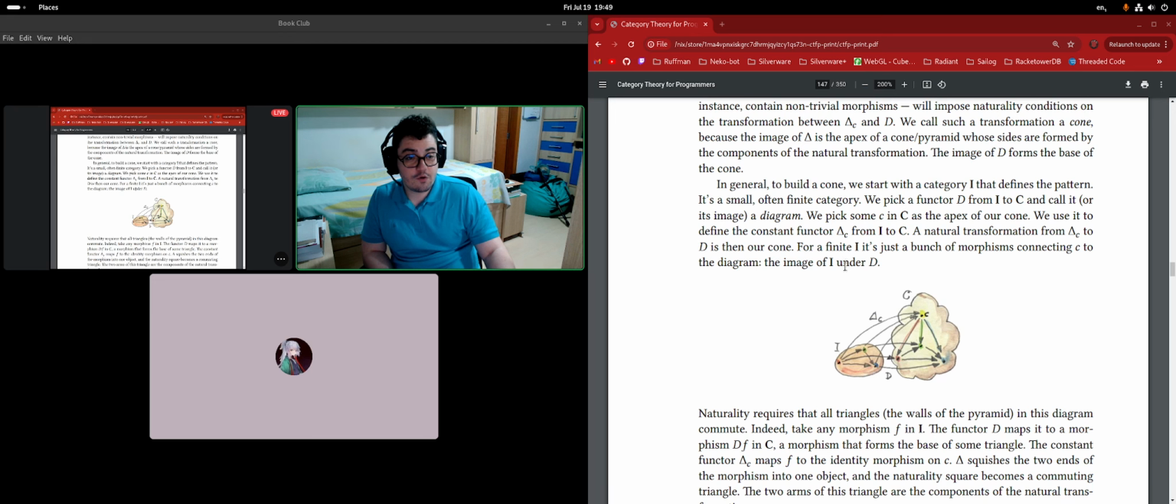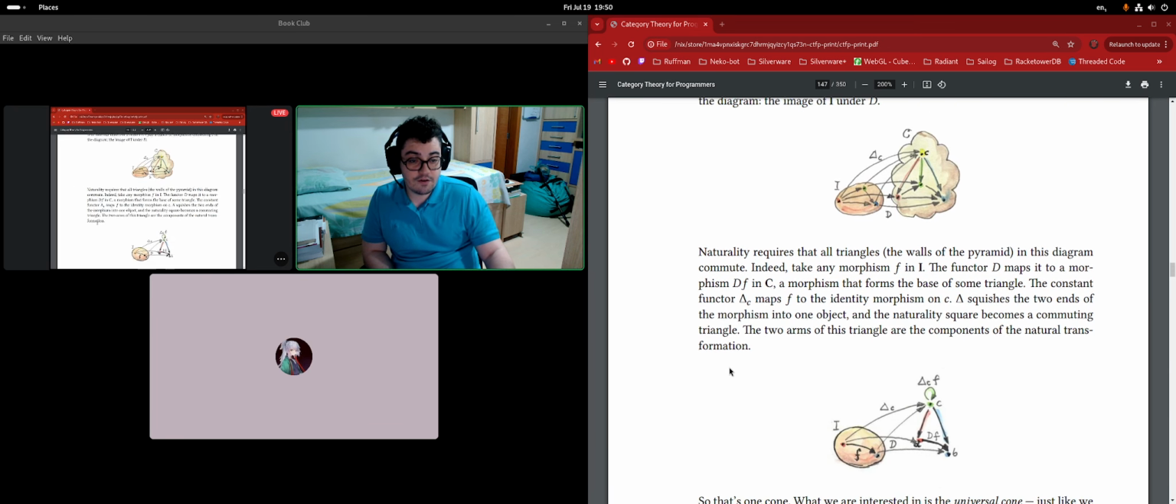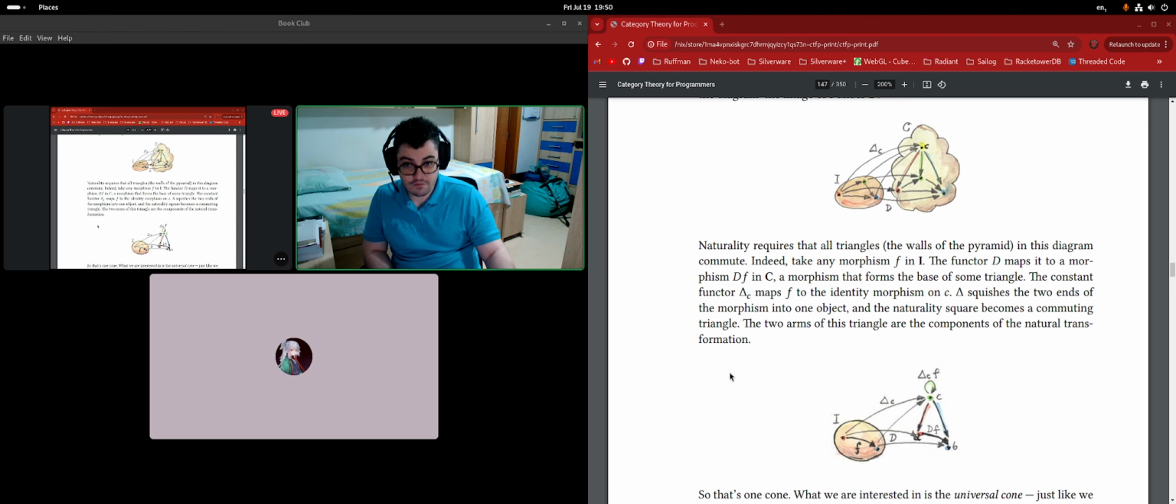So in general, to build a cone, we start with a category. It's going to explain basically this process that we just described. Naturality requires that all triangles commute, as expected. And if you don't remember what commute means: if you have two dots, and there is more than one path you can take from one to the other, these paths need to be equivalent among themselves. That's what that means.